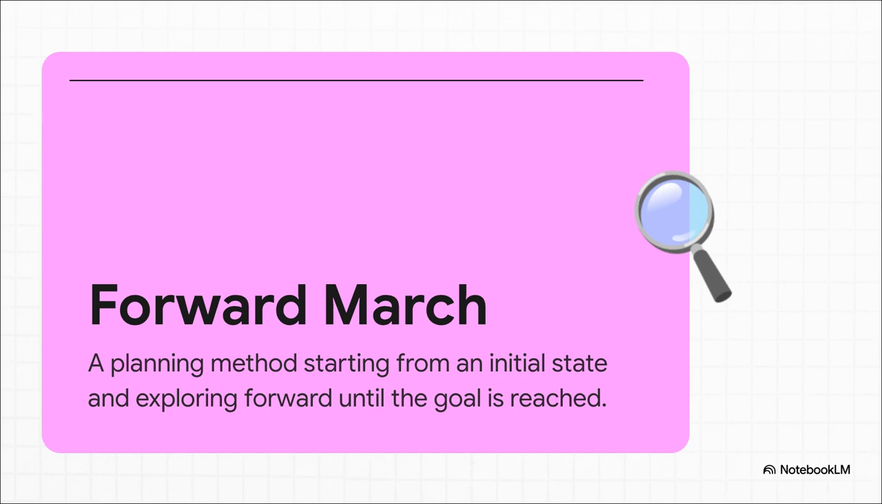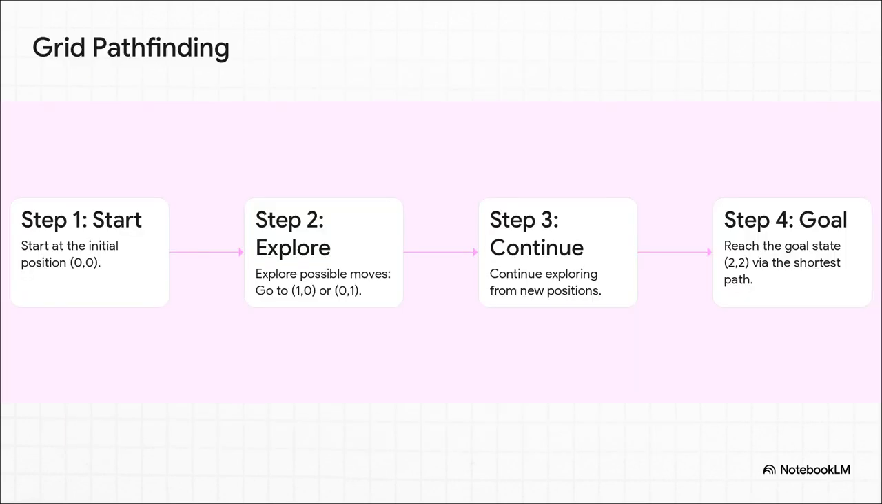Think of it like following a recipe step by step, or just letting your GPS guide you from your current location. Okay, so let's actually picture this. An AI agent is on a grid, starting at square 0, 0. It looks at its options. It can go right to 1, 0, or it can go up to 0, 1. So what does it do? It explores both paths at the same time, branching out from each new square until it methodically finds the absolute shortest route to its goal at 2, 2.